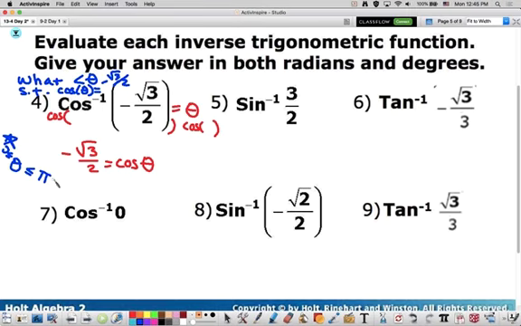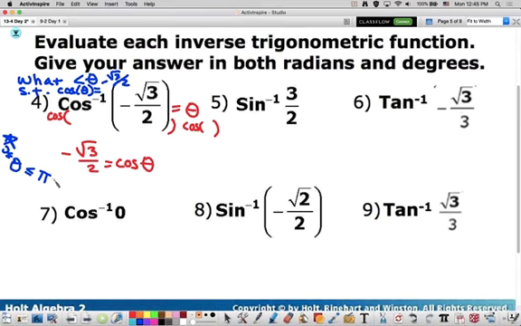210. Oh, wait, pause for a second. Is that in the right restriction? Nope, something's wrong with that one. 150. I heard 210. I know that's not correct because it cannot be down here or down here. 150. You said 150, and that's the same thing as 5 pi over 6. 150 degrees, 5 pi over 6.